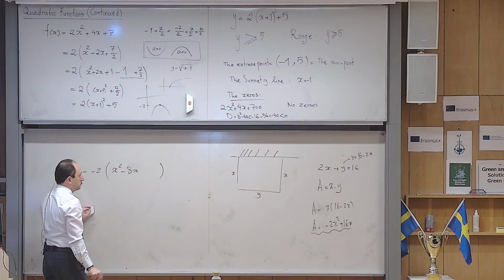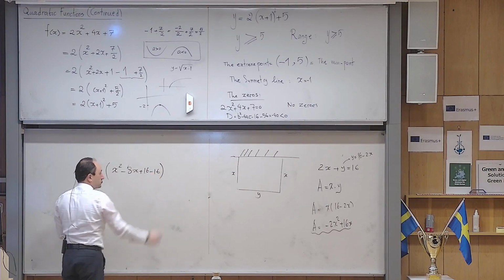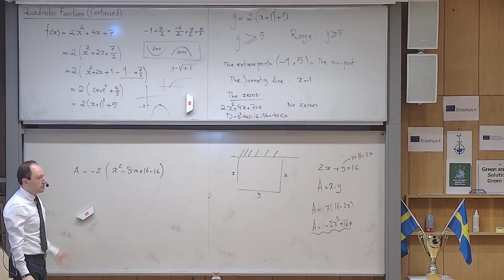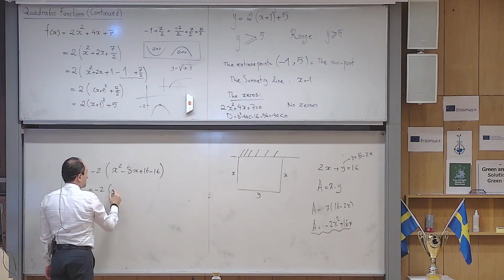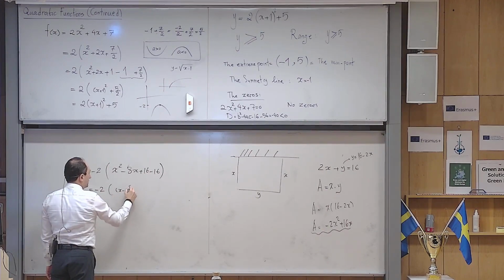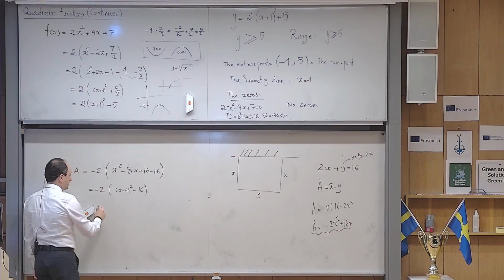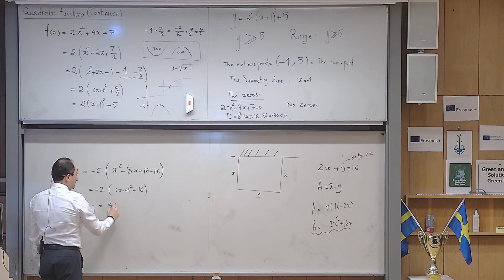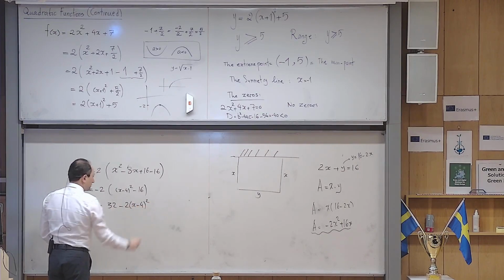Plus 16. But 16 is not there, so I have to take it off as well. I'm just following the same rule. And then it becomes minus 2. These 3 become what? X minus 4 to the power of 2 minus 16. And then I multiply minus 2 in. So it becomes positive 32, negative 2 times x minus 4 to the power of 2.